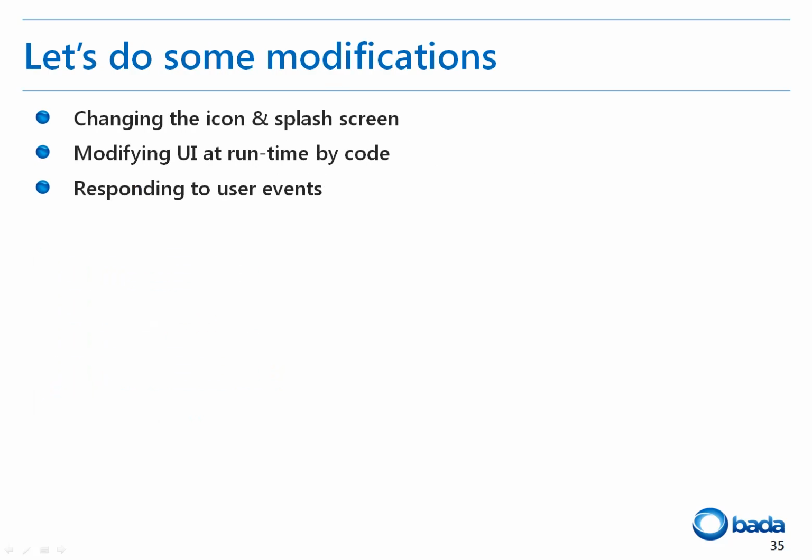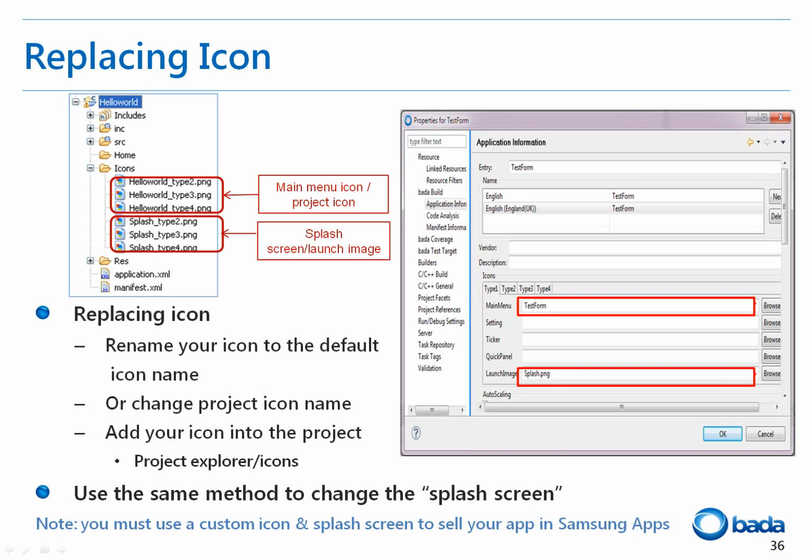Let's experiment by modifying the template code to change the icon and splash screen, adding code to respond to user events, and modifying the UI at runtime. You can replace your icons in the following ways. Rename your icon to the default icon name, or change the project icon name and add your icon to the project using the Project Explorer. This is the same way you can change the splash screen.